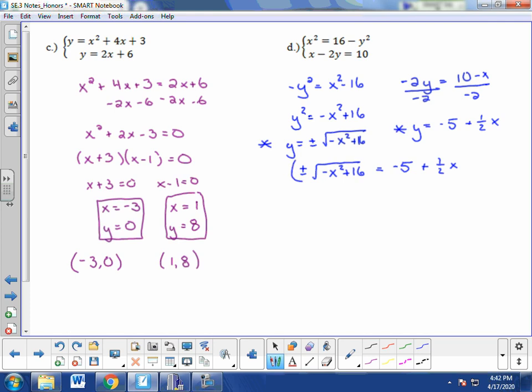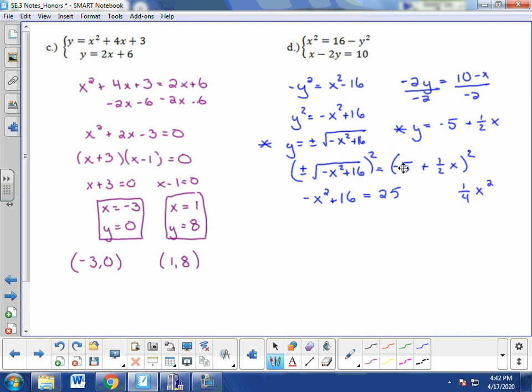Now on both sides of this, I need to square both sides of this equation to get rid of the square root. So anytime we need to get rid of the square root, we have to square both sides. So on the left side, the square and the square root cancel out. Remember that plus or minus goes with the square root, so it's gone now. On the right side, I am going to square each term. So negative 5 squared is 25. 1/2 x squared. Remember, I square the 1/2, which you could do in your calculator, but it's 1/4. I square the x, it's x squared.